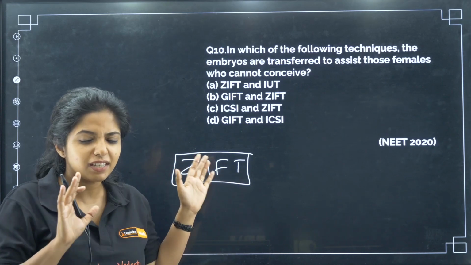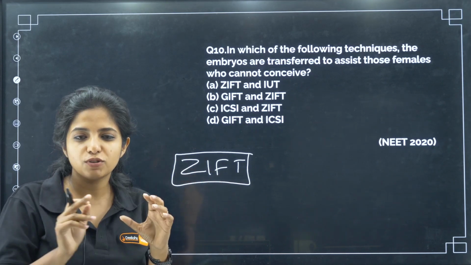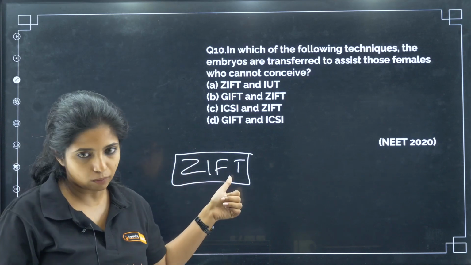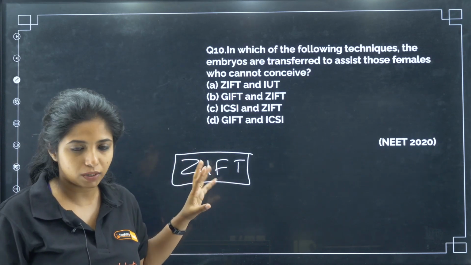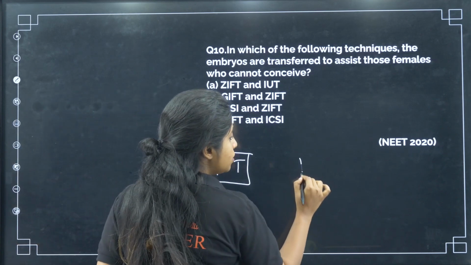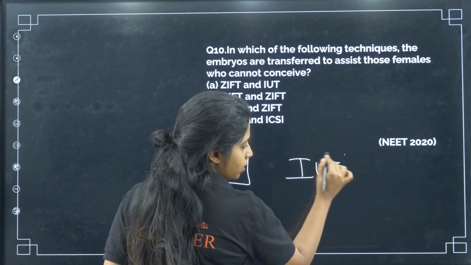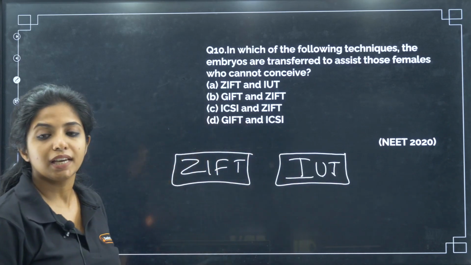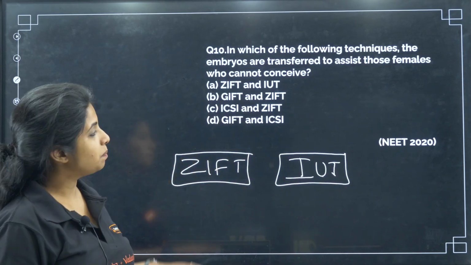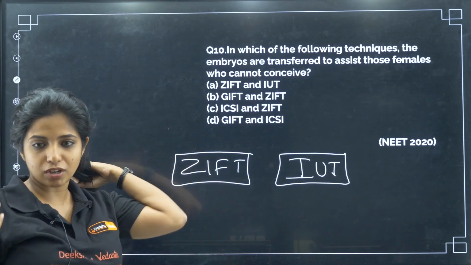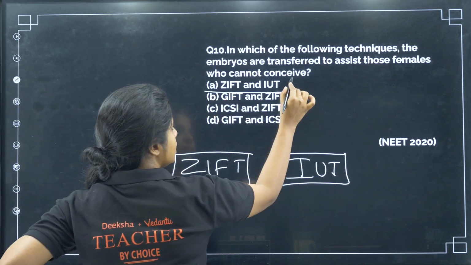But here it has said ZIFT. Why? Because you're just taking cells which have 8 cells, not beyond that, and you can put it in the fallopian tube. So this is the embryo only that is being transferred. Apart from that, suppose it is more than 8 cells, you directly put it inside the uterus rather than the fallopian tube, and that is known as intrauterine transfer. Apart from that, anything that is given over here is not a method in which embryos are being transferred. So ZIFT and IUT is the only method.